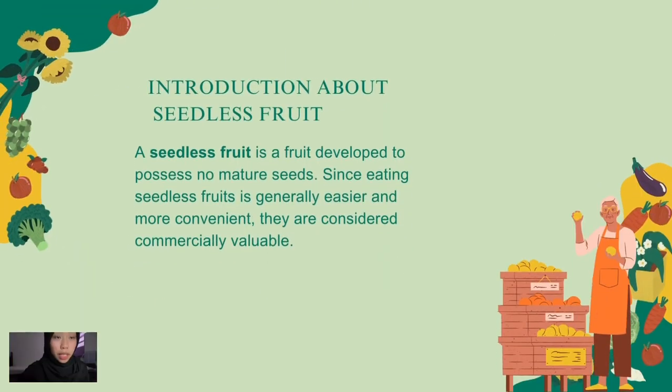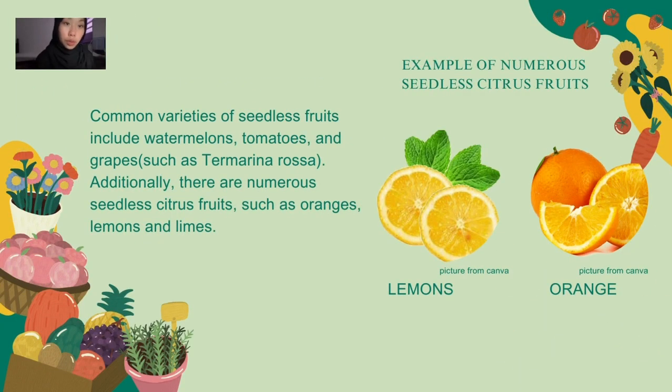So I will explain the introduction about seedless fruit. A seedless fruit is a fruit developed to possess no mature seeds. Since eating seedless fruit is generally easier and more convenient, they are considered commercially valuable. Examples of seedless fruit are watermelon, grape, and also tomatoes. Additionally, there are numerous seedless citrus fruits such as orange, lemons, and lime.